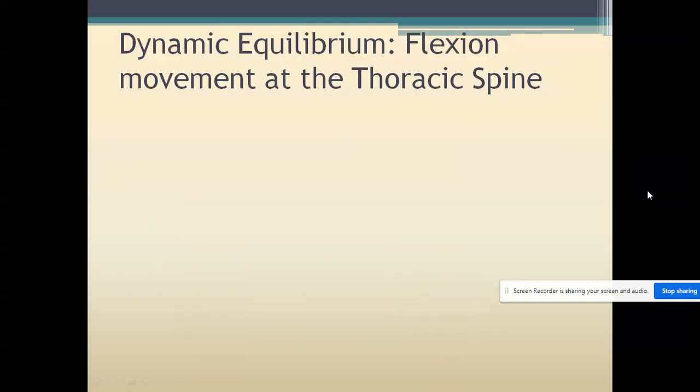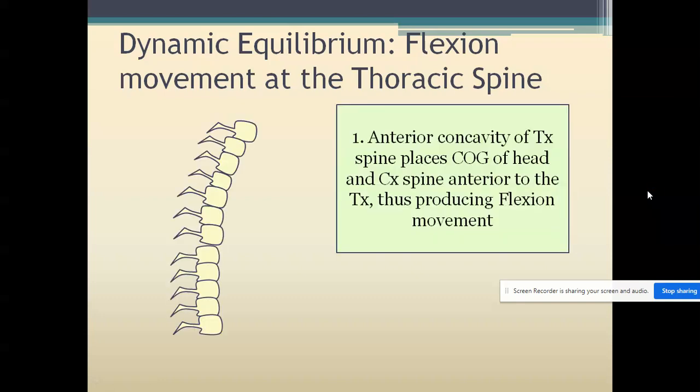Coming to dynamic equilibrium, the flexion movement at the thoracic spine. Anterior concavity, the inflection moment: the anterior concavity of the thoracic spine places the COG, that is your center of gravity of the head and cervical spine, anterior to the thorax, thus producing flexion movement at the thoracic spine. That's what we saw just now. If you slouch more at the thoracic spine instead of keeping an upright posture, you are going to produce the flexion movement at the thoracic spine. That is nothing but dynamic equilibrium.